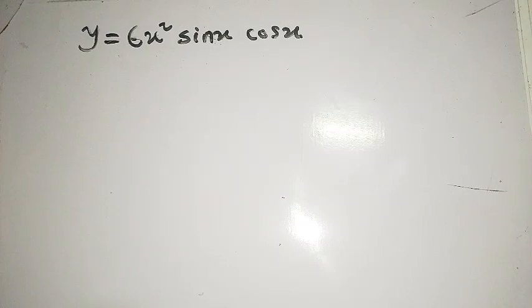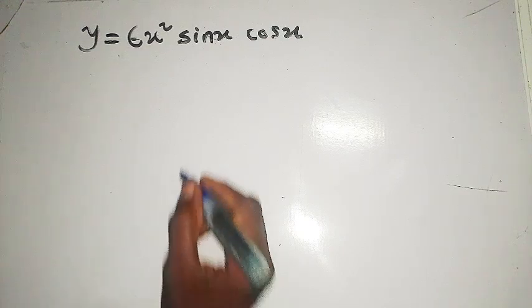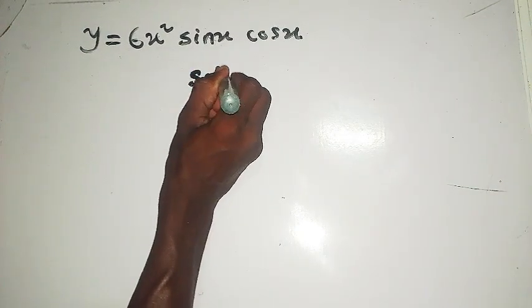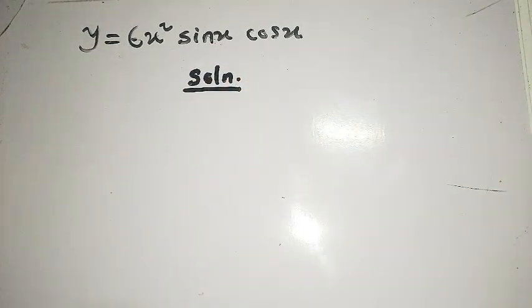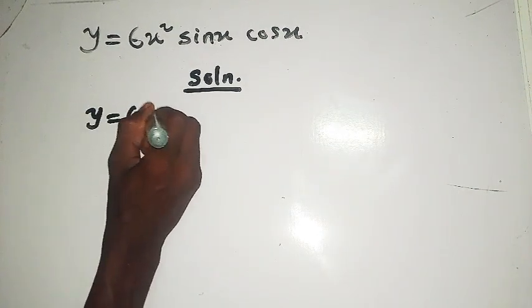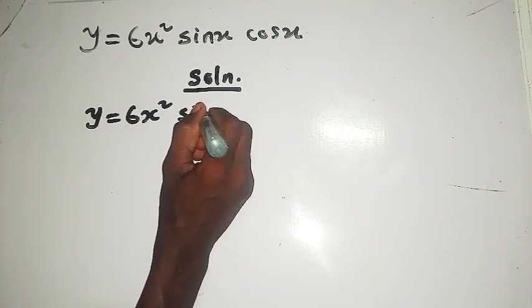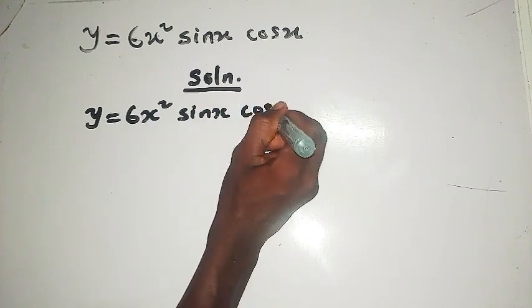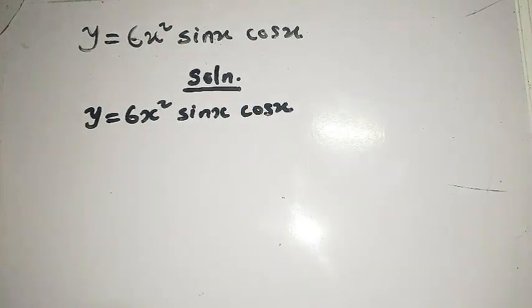We are to differentiate y equals 6x squared sine x cos x. Solution. Let's rewrite the problem. y equals 6x squared sine x cos x. You can see that this is a product rule, but which involves three functions.